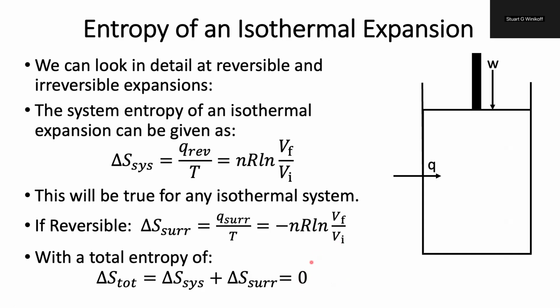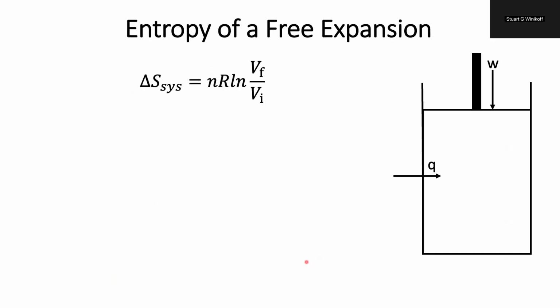Now let's go ahead and look at the other end. What's the most amount of entropy I could get out of an expansion? And that would be a free expansion, where the system is expanding against no external pressure. But note in this case, the entropy of the system is still the same because the entropy of the system does not care whether we're reversible or irreversible. It will always be defined based on this natural log of the ratio of volumes.